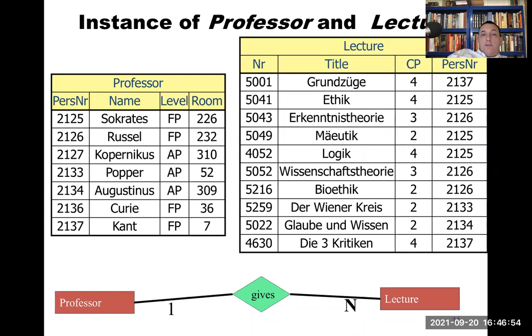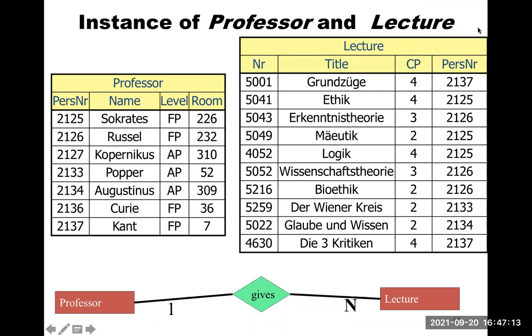So instead of professor and lecture, we have a table of professors, and we have a table of lectures. The table of lectures has its own number, title, and points. And we add just a single column of person number that semantically links. That's not a technical reference.